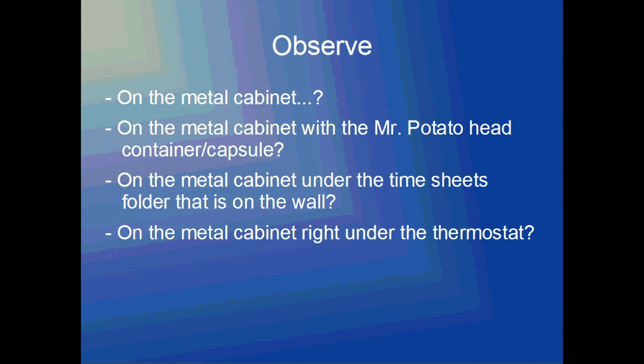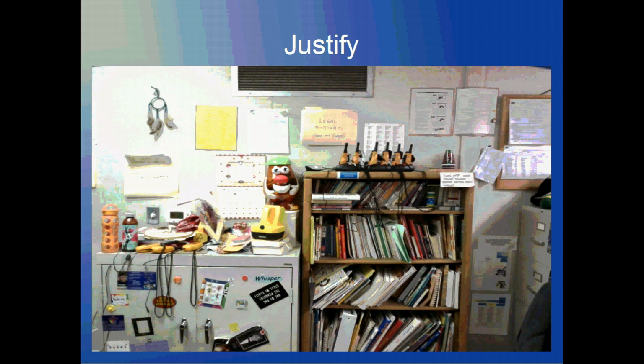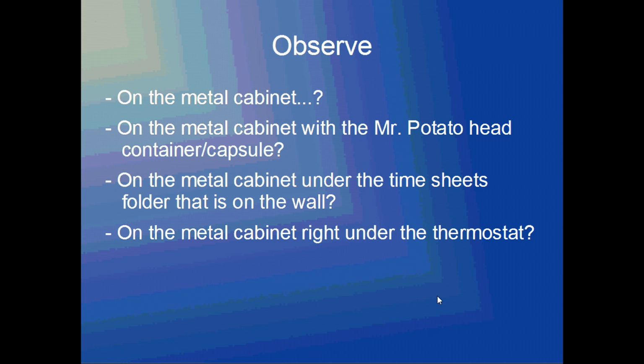Now, what else could you say? Let's say she couldn't find the metal cabinet. You could say, well, it's on the metal cabinet with the Mr. Potato Head container / capsule. Okay? So if she sees the Mr. Potato Head, she'll think, okay, that's where the walkie-talkies are, because that's where the metal cabinet is.